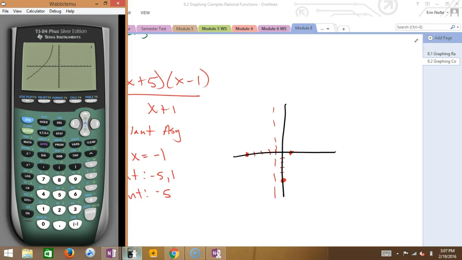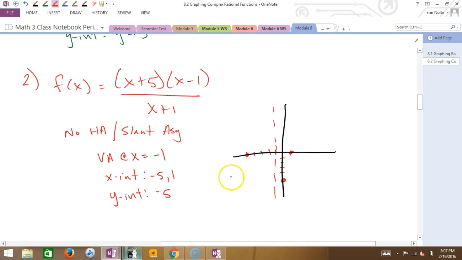Okay. So we should see the function split apart. Do you see the slant asymptote? The slant asymptote is right there. See it? It's separating that function. This side is going to get close to that line, and then this side over here is going to get close to it. So we're just going to transfer that onto my graph here. That looks good enough.